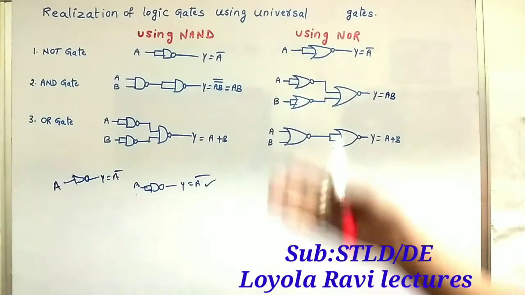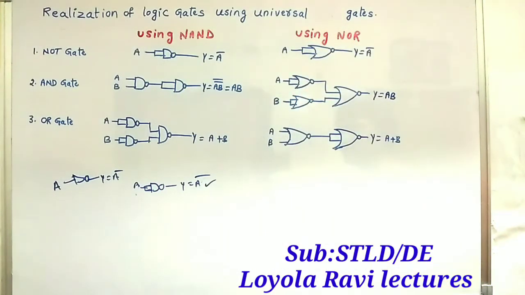Okay, in these circuits, whatever we are realizing, NOT gate or AND gate or OR gate, in this realization all gates must be NAND only. Using NAND means if we are implementing using NOR, then all gates are NOR gates only. Okay, that is the realization.